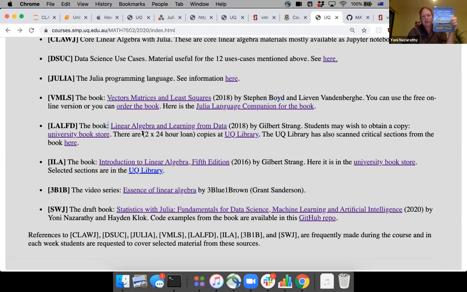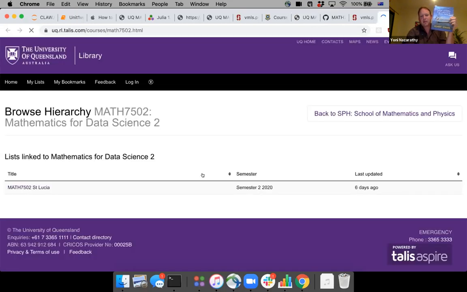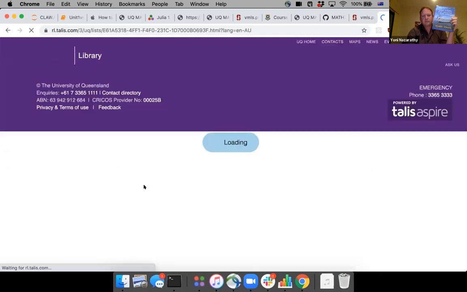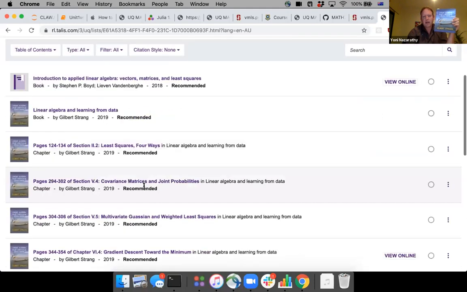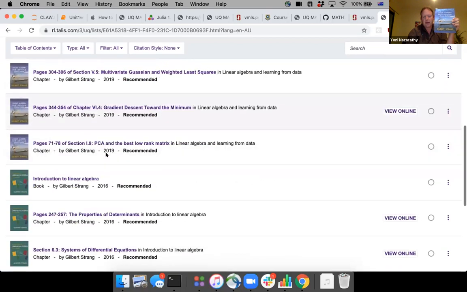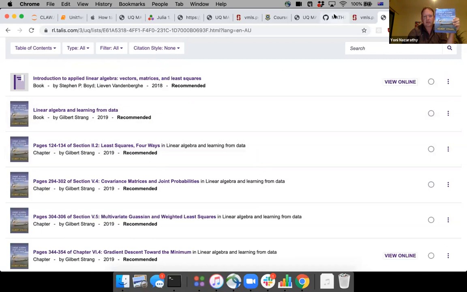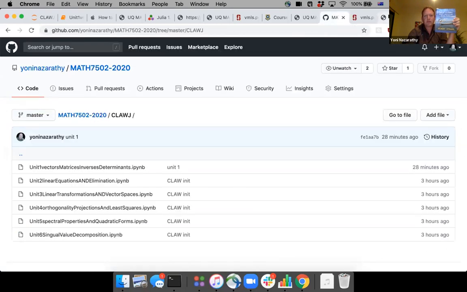LALFD: there are these two copies in the library. Of course, this is only relevant to students that are here. But the UQ library also scanned the critical sections. So if you go to this link, under MATH7502, those critical sections, especially related to the use cases. With a book, we're allowed to scan up to 10%. And there are a few sections that are directly related to those data science applications that we'll be celebrating. Okay, so that's that.